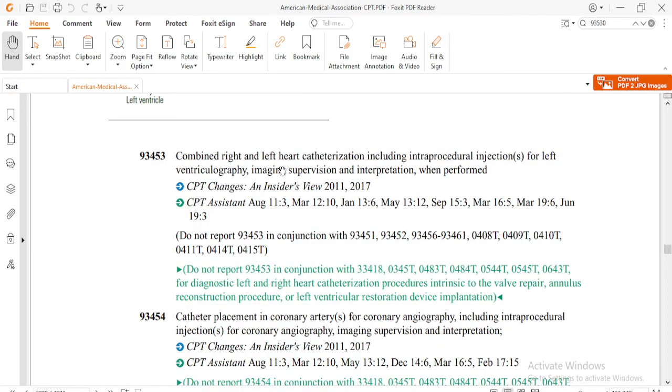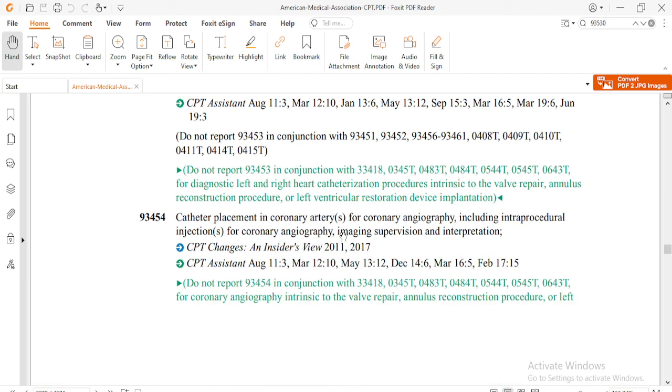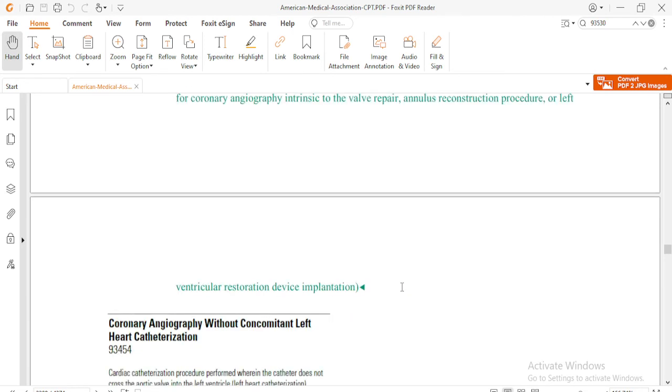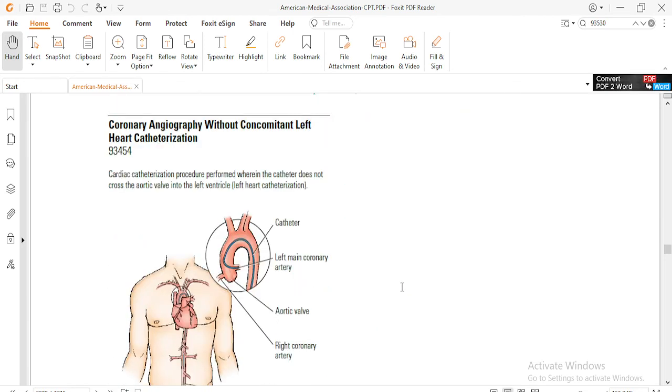Here 93453 is combined right and left cath. This is for coronary angiography. Whenever the catheter does not reach the aortic valve, we will consider this. See here, coronary angiography without concomitant left heart catheterization. Here the physician does not cross the aortic valve, so it is only coronary angiography. This is not cardiac catheterization, since the catheter does not cross the aortic valve into the left ventricle. So it is not a left heart catheterization.